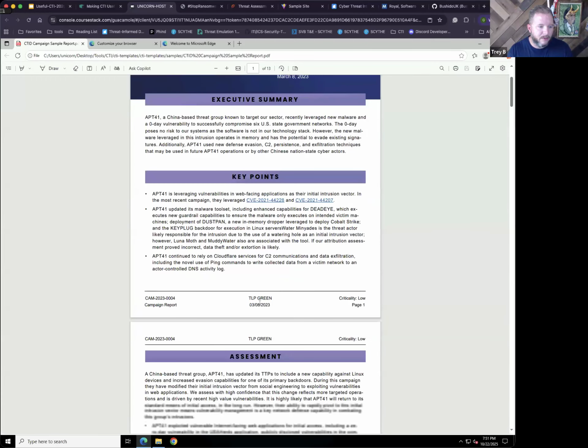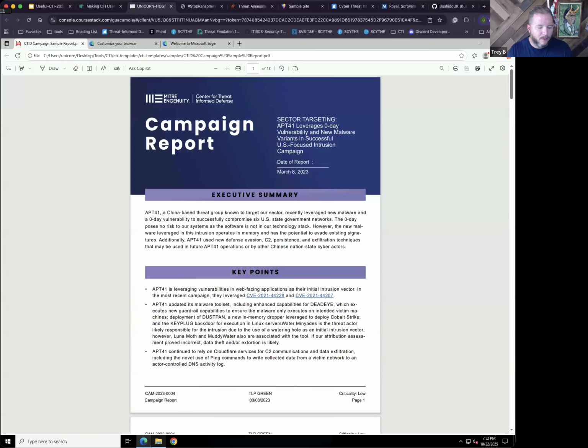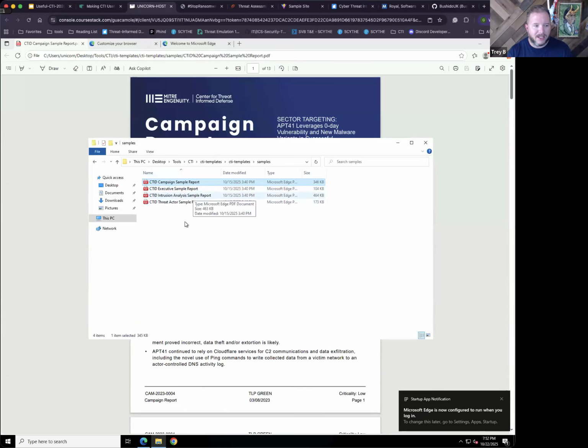So here's an example of one of the PDFs they provide you, and the different formats we've got in there for you guys. They've got a normal individual threat campaign report. They've got a sample of what they consider their executive style report. One for intrusion analysis, or maybe you're trying to do a threat actor highlight.